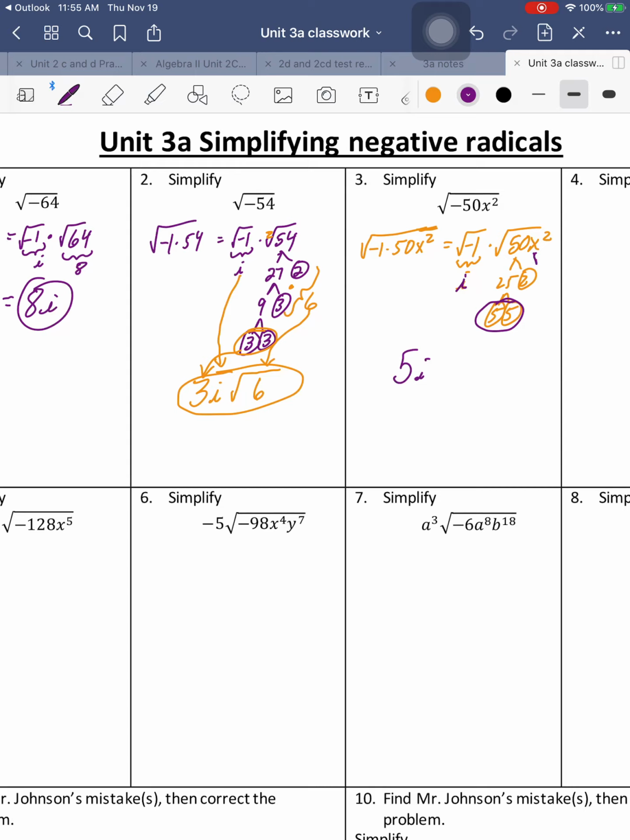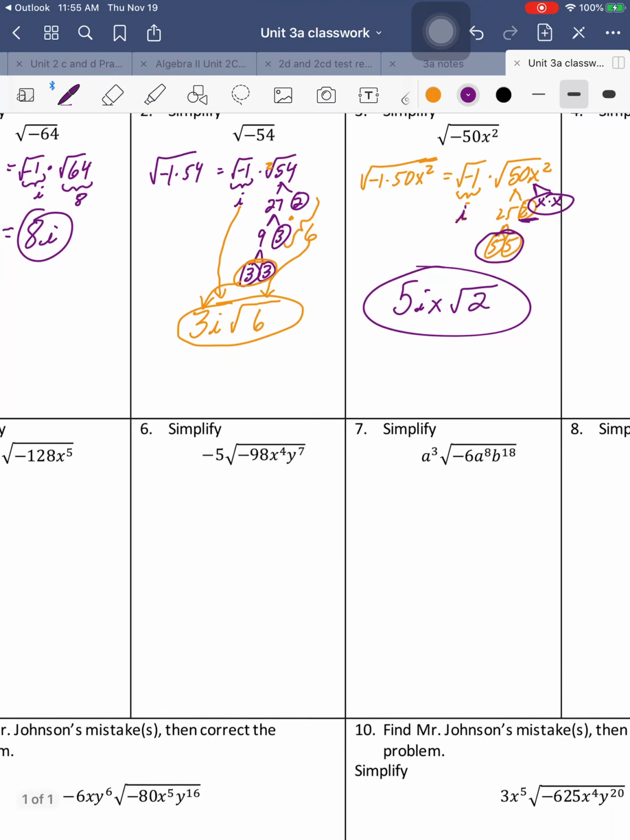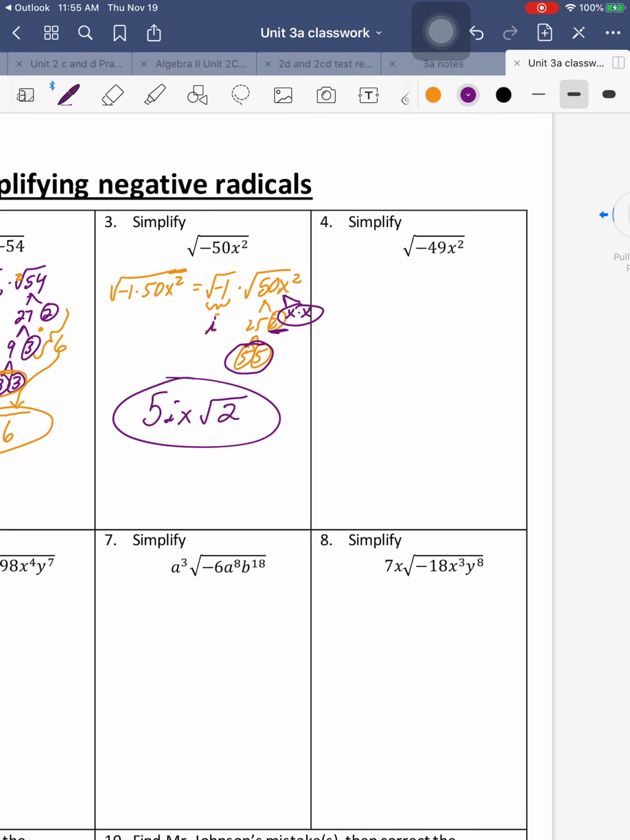Well, I forgot this x. x is going to break down to x times x. That's x squared. So you have a pair of x's also. So 5ix square root, and there's a 2 left over, so that stays underneath the square root. You can write the i or x first. It doesn't matter to me.